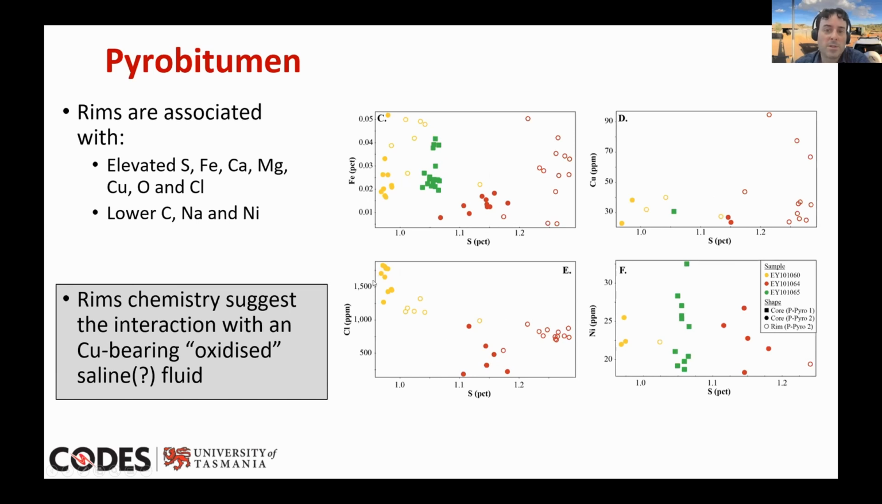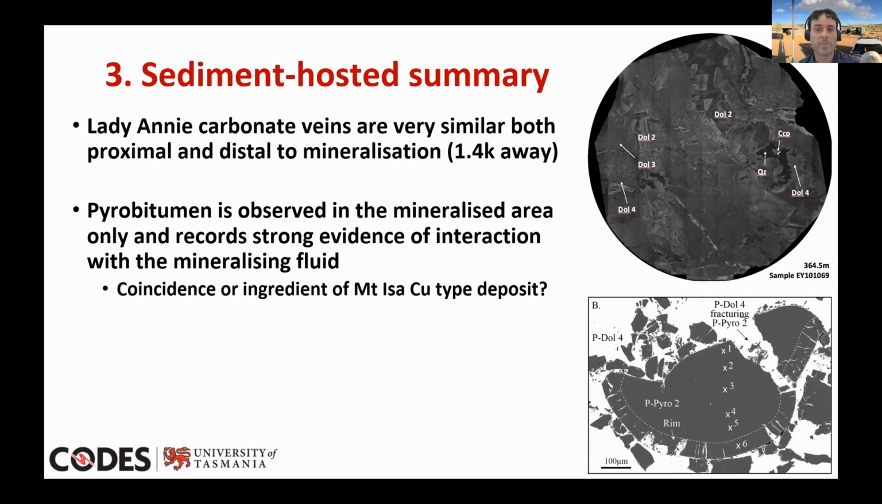The other interesting thing is the core of these pyrobitumen globules was hosting some nickel. We didn't detect any nickel in the rim, but we found some in the core. So could that be some interaction between copper-bearing oxidized saline fluids and pyrobitumen? These results suggest there's potentially some interaction between the two, and it might have been important for precipitation of copper at the Lady Annie deposits.